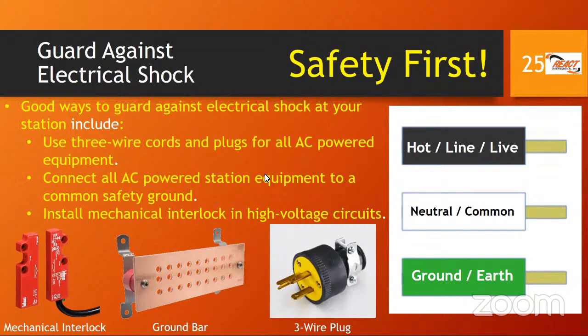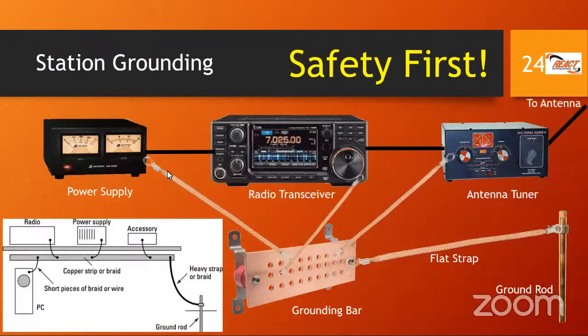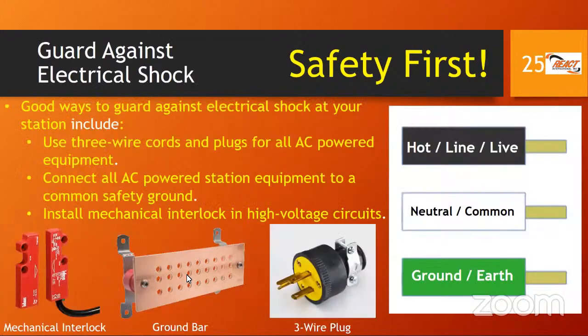Also, we can connect all of our equipment that's using alternating current to a common safety ground. So that's the ground bar that we showed on the previous screen. Let's put it back up. Make sure you use a nice heavy gauge wire between each piece of equipment and your ground bar. All right, so we're using our ground bar, connecting all our station equipment to it. Again, that is for safety, avoiding electric shocks.